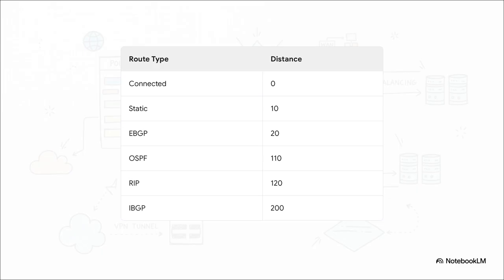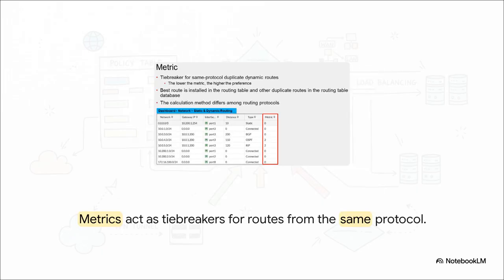And hey, here's a pro tip that might literally save your weekend. Never configure different routing protocols with identical distances. If you do, FortiGate just keeps whichever route arrived last, which makes your network highly unpredictable. Okay, but what happens when the colliding routes come from the exact same protocol?